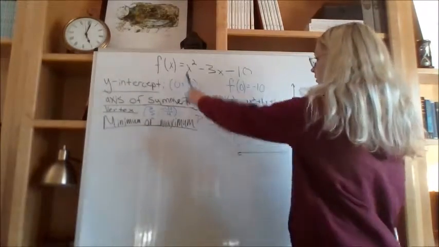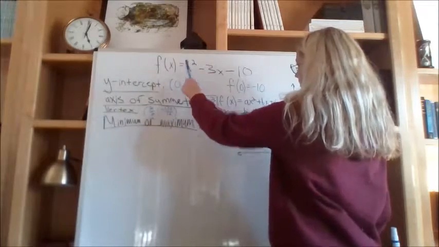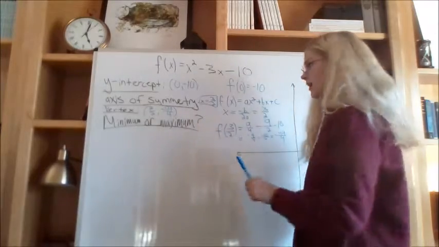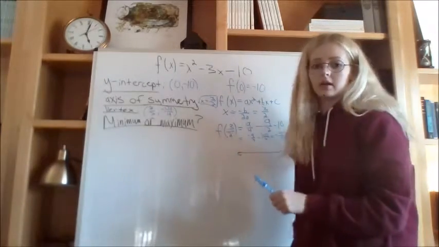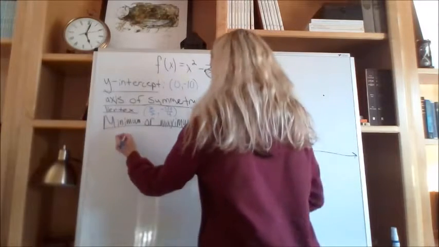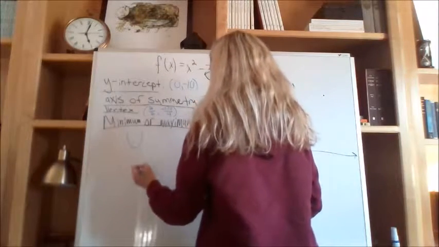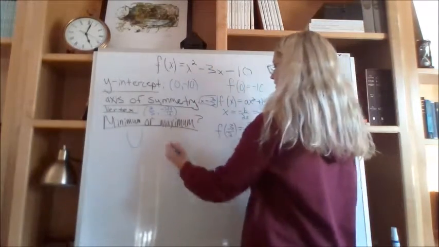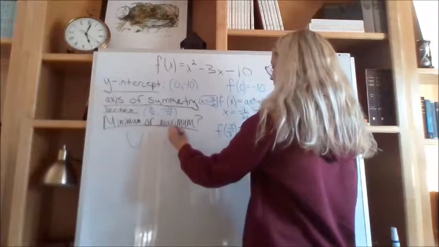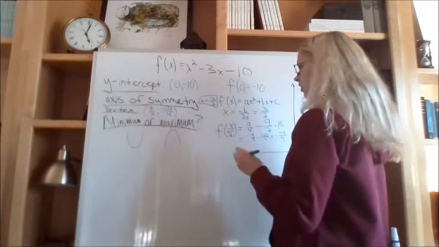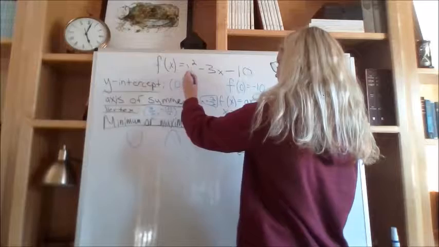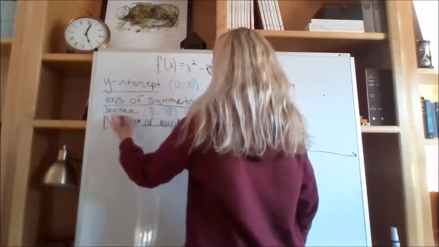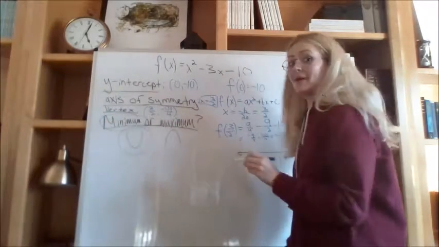And to do this, we look at the value of a, which is 1. If a is positive, then we have a minimum. But if a is negative, we have a maximum. And we can remember this by, if it's positive, we have a smile, so we have a minimum. And if a is negative, we have a frown, which is a maximum. So we know that since a is positive, we have a minimum. So this vertex is a minimum.